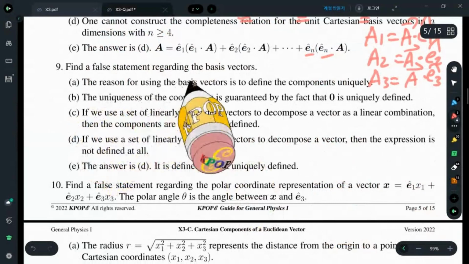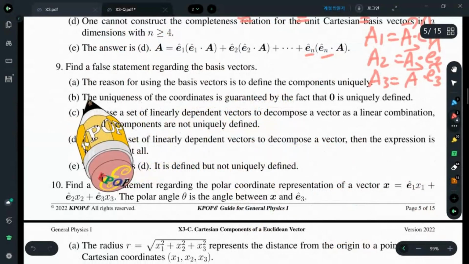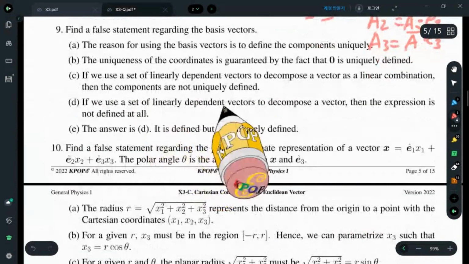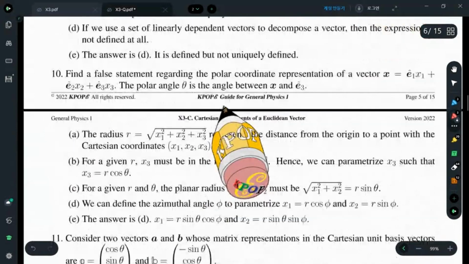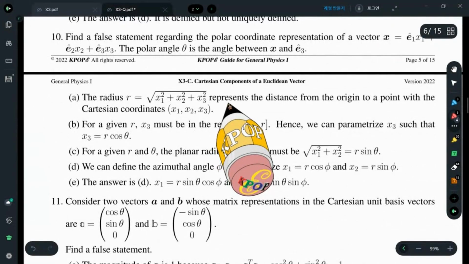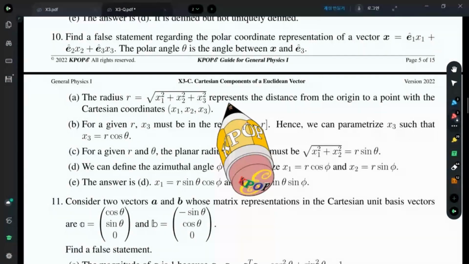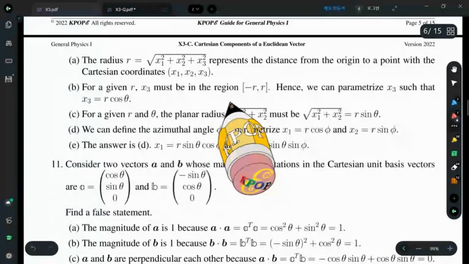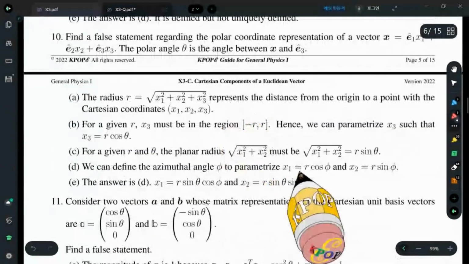Question 9, find a false statement regarding the basis vectors. Let me just pass it as a very simple problem. Okay. The rotation is very important. We will study rotation in the next 2 lectures, but it is just a preview. All right.